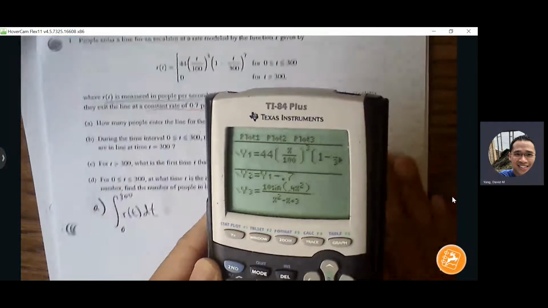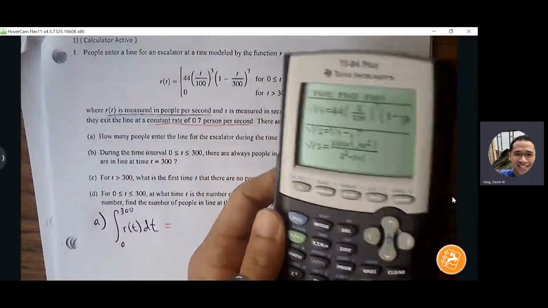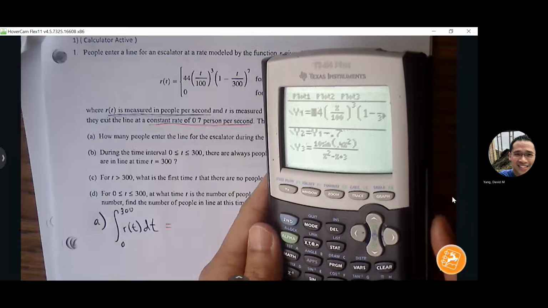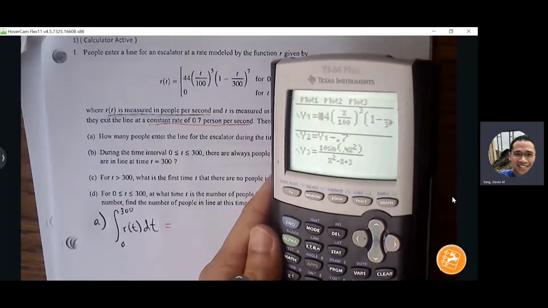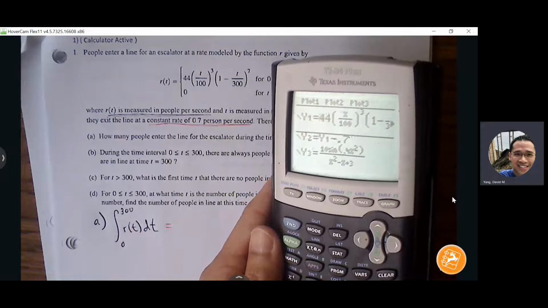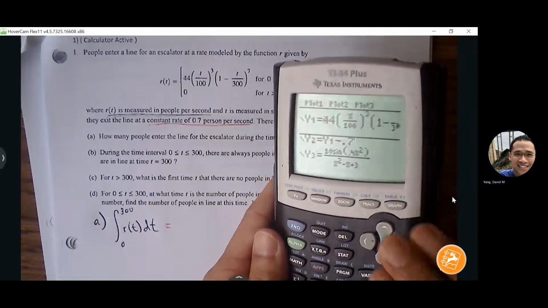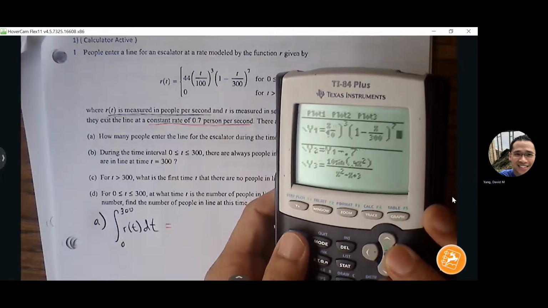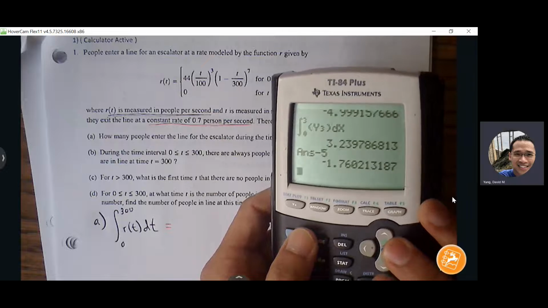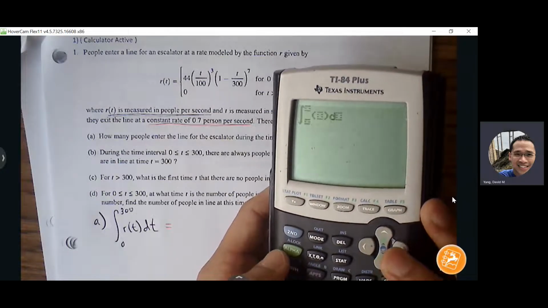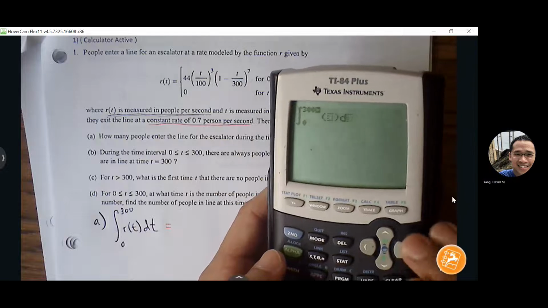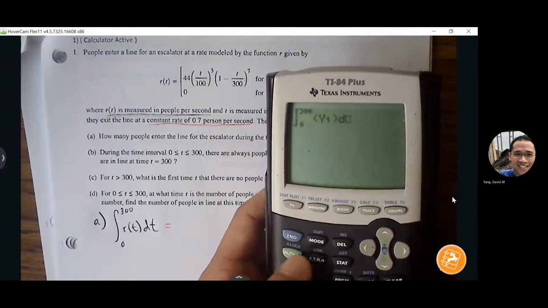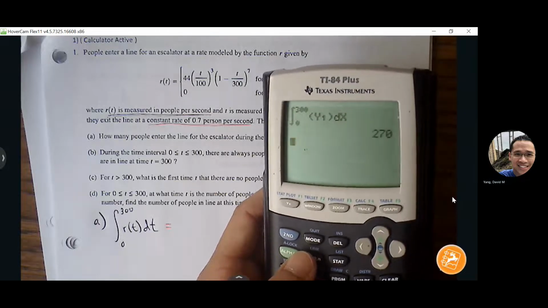In your calculator, I like to enter it under y1 so that I don't have to keep typing in this function over and over again. So y1, I have that function entered in. Remember, you're always using variable x, never any other variable in your calculator. Once I have that, then math 9, definite integral from 0 to 300. That gives 270.